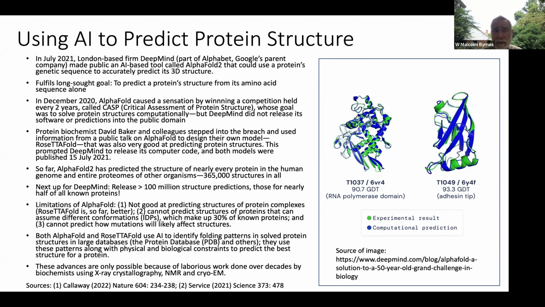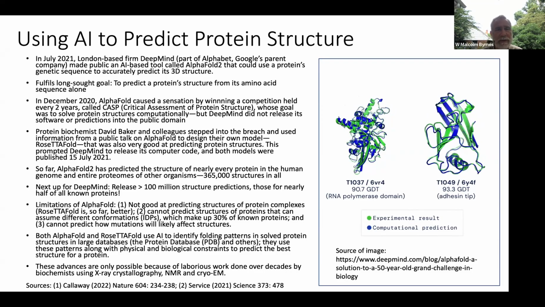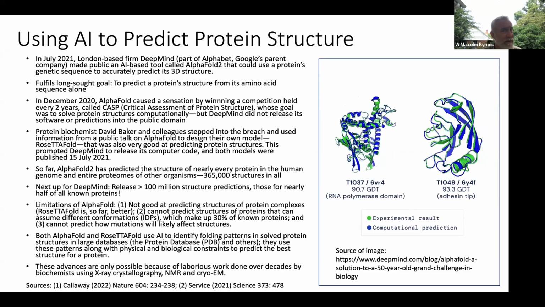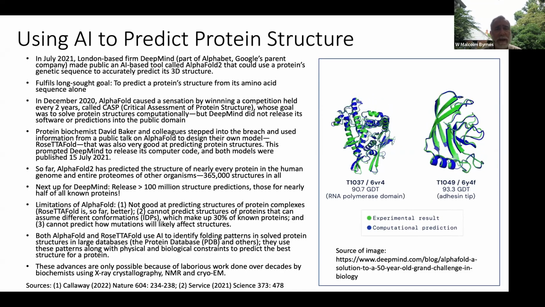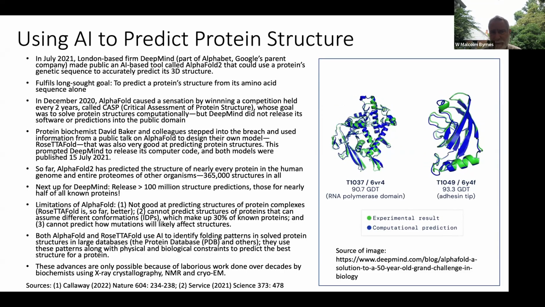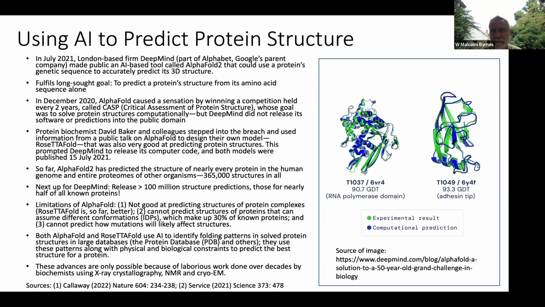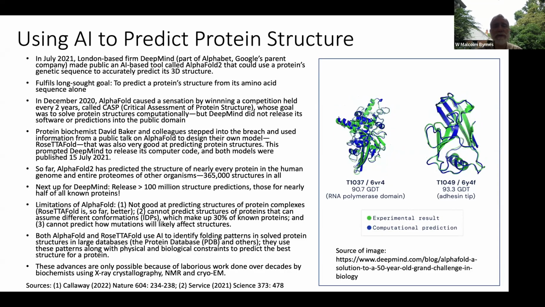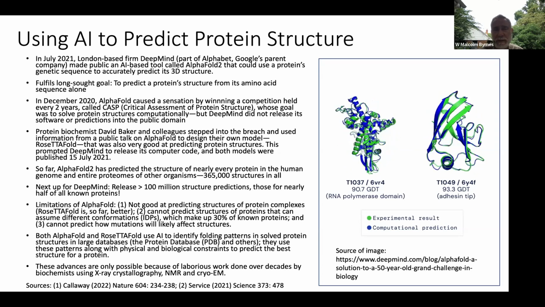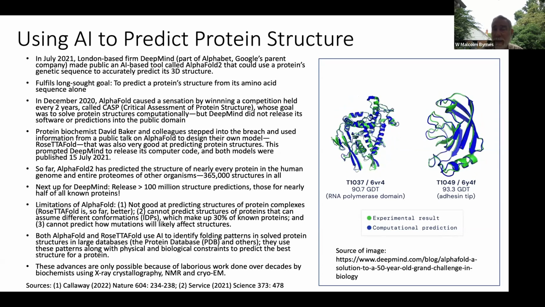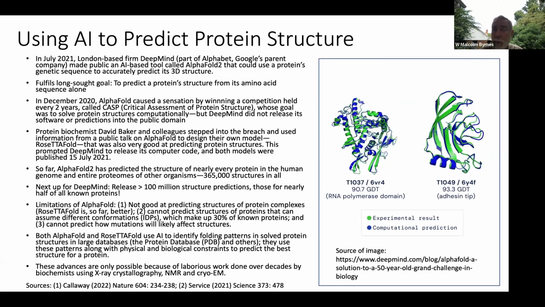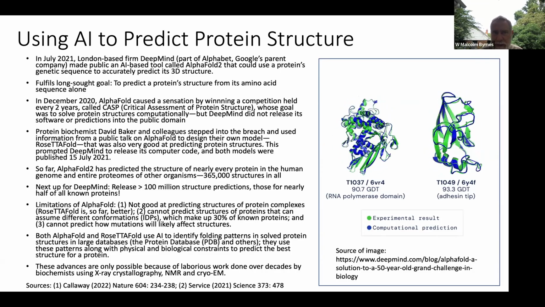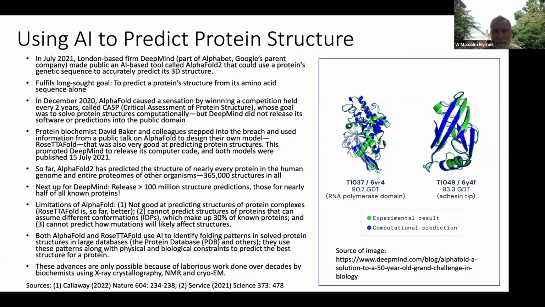Now, in December 2020, a little bit of a backstory. In December 2020, AlphaFold caused a sensation by winning a competition that was held every 2 years called CASP, Critical Assessment of Protein Structure, whose goal was to solve protein structures computationally. But DeepMind did not release its software or its predictions into the public domain. So they predicted these structures, but didn't give anybody any information.